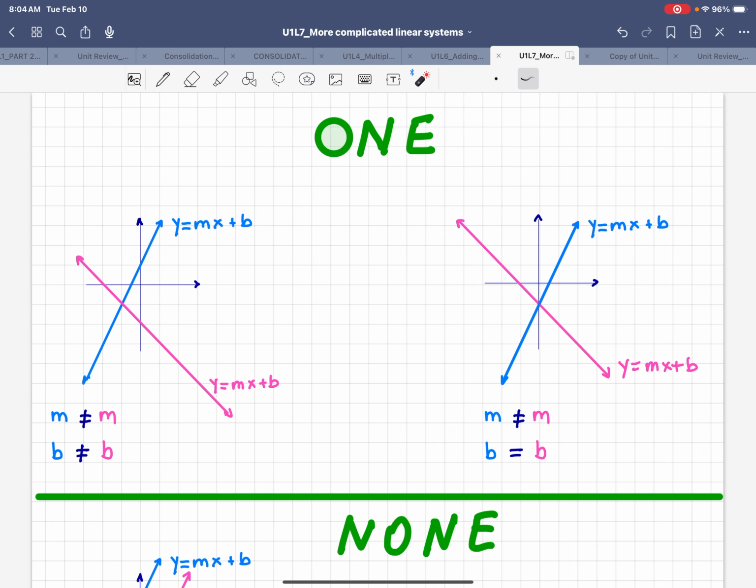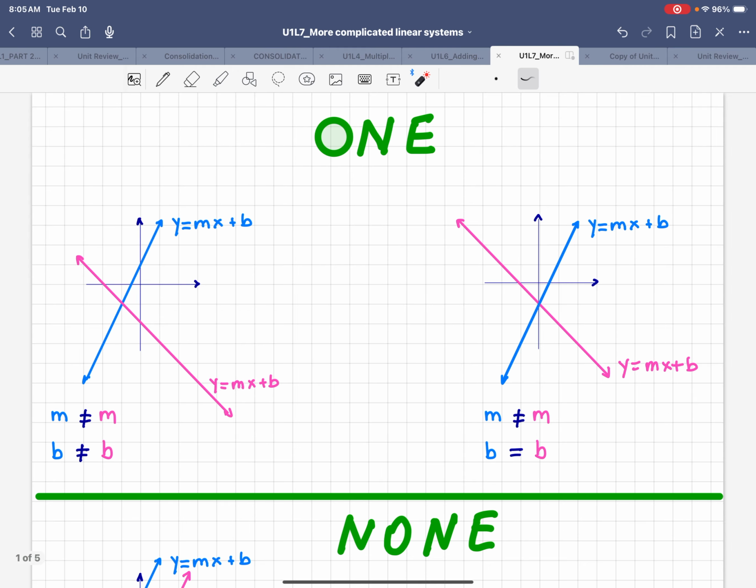And the second case is when the slopes are different and the y-intercept may be the same as well. And in this case, we're going to say that the y-intercept is actually the point of intersection. So the condition for two lines to have one point of intersection is that their slopes are different. The y-intercepts may be different or may be the same. They still can have one point of intersection.